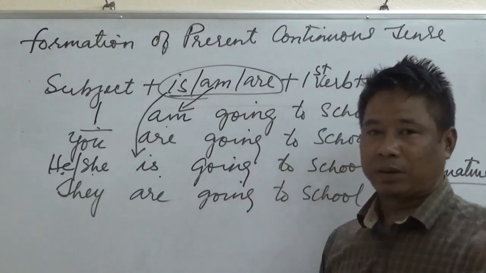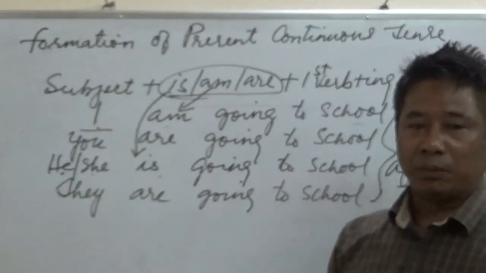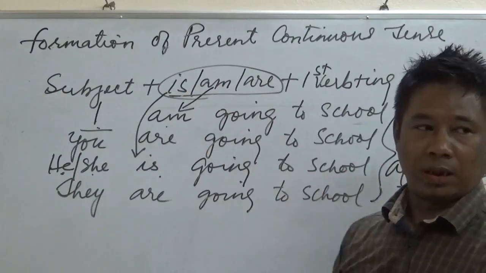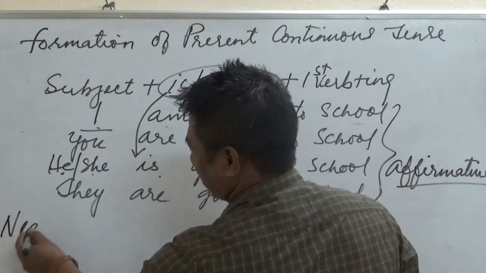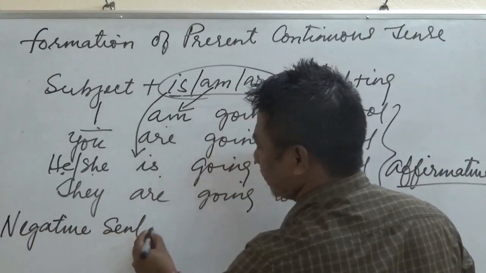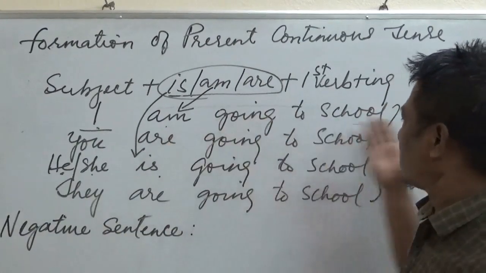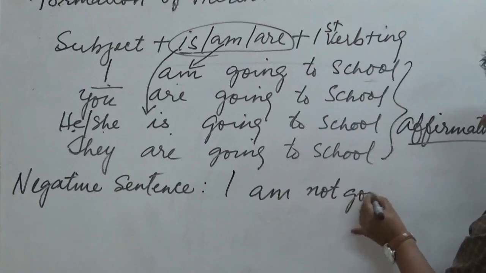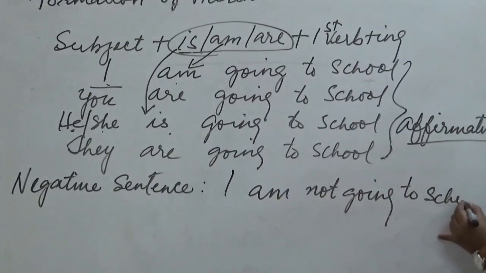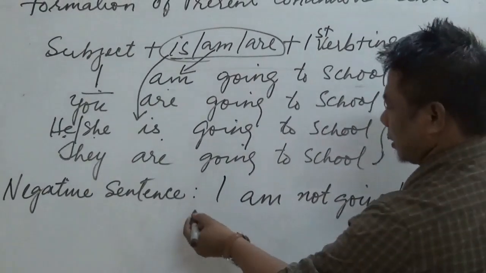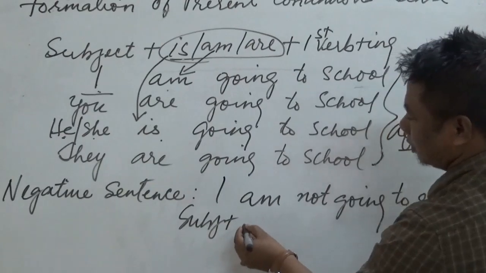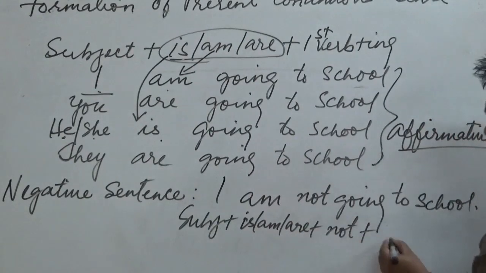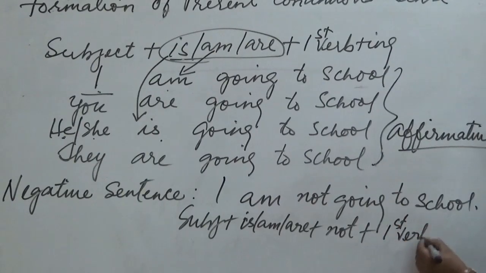In simple tense we have do, does, did, but in continuous tense the auxiliary verbs are is, am and are. For example, I am going to school becomes I am not going to school. So the formula is subject plus is, am or are, plus not, then first verb plus ing.